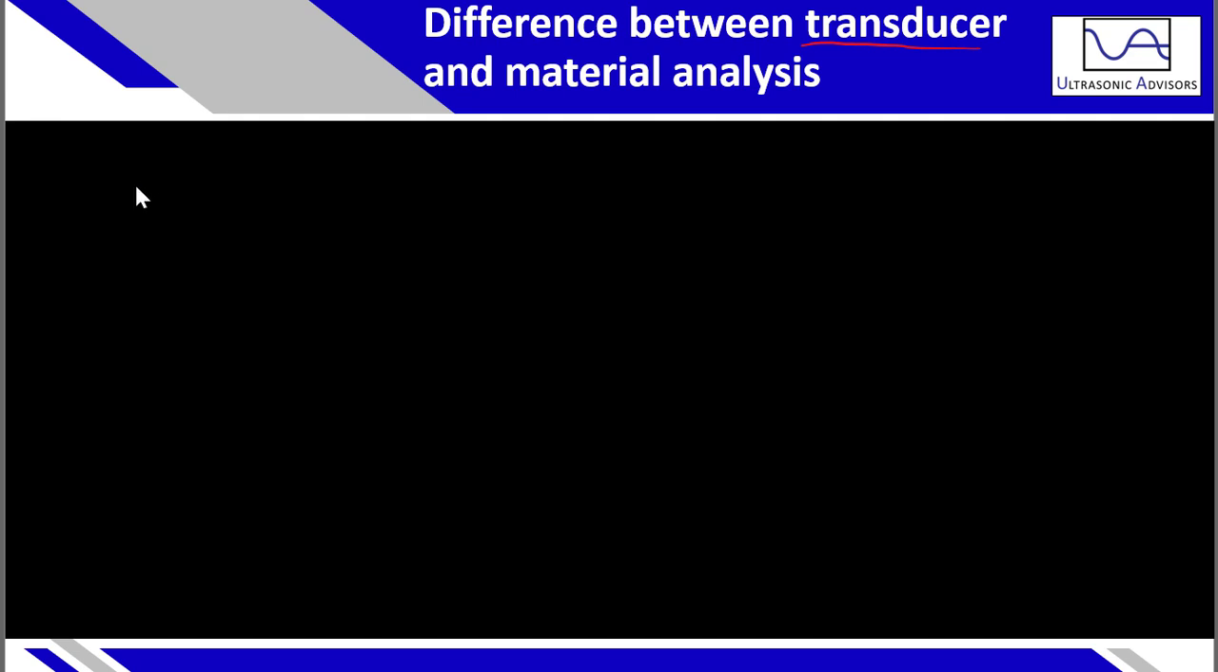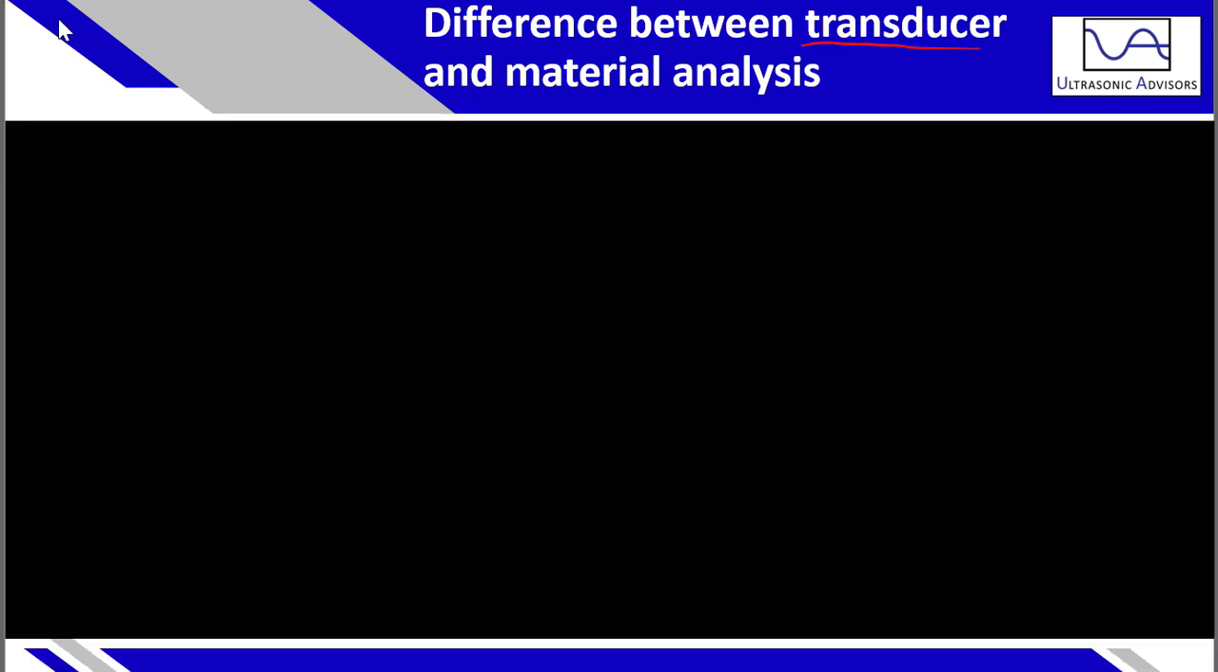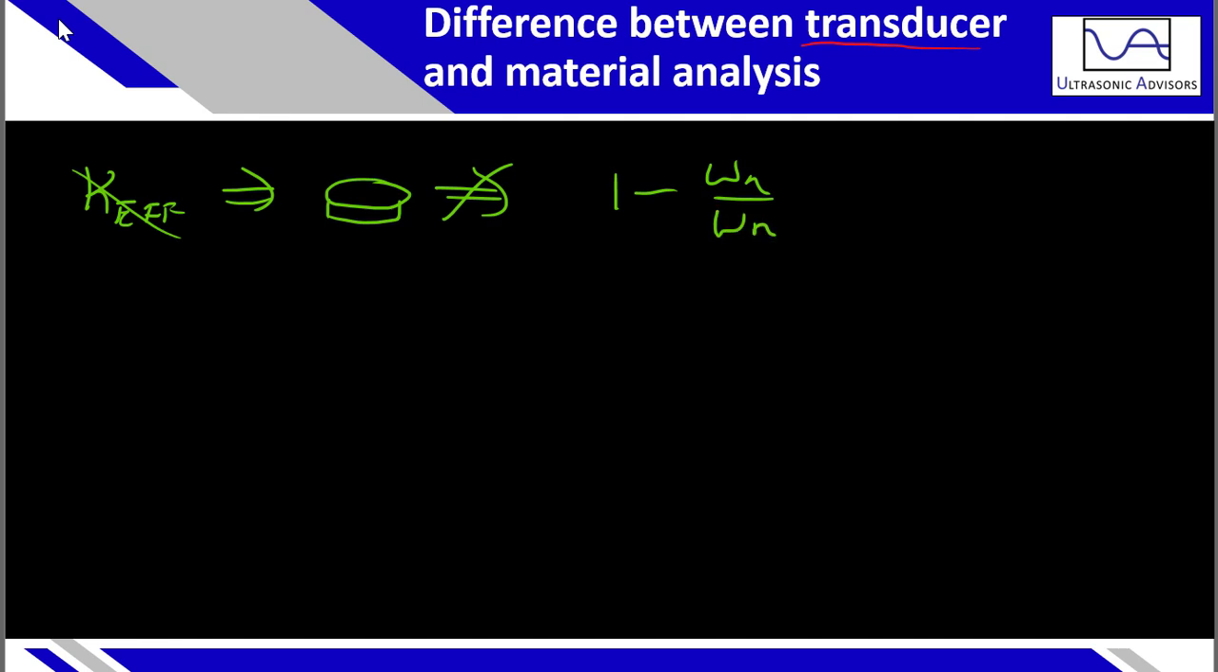At the same time, in these cases, you'll find one other aspect. The other aspect that you'll find is that the coupling factor, k effective, is no longer as simple as for the simple piezoelectric plate and its determination. It's also a lot more complicated. It's also not 1 minus the resonant frequency divided by the anti-resonant frequency squared. It's not this simple relationship anymore.